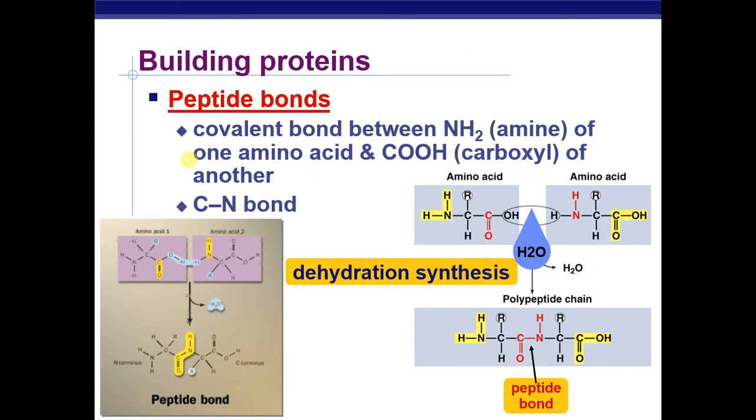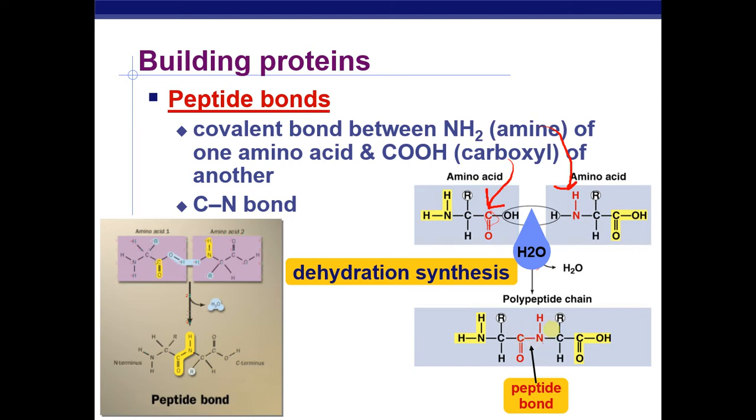So if we're going to build proteins, we're going to form what are called peptide bonds. That's what the bond between one amino acid and the next is called. It's a covalent bond between the amine group of one amino acid and the carboxyl group of the other. When we remove H2O, water, through dehydration synthesis, we form a carbon to nitrogen bond. That's what a peptide bond is, that carbon to nitrogen bond.